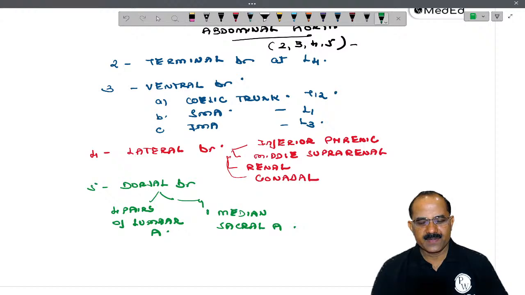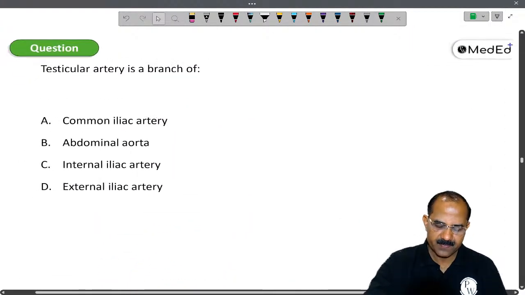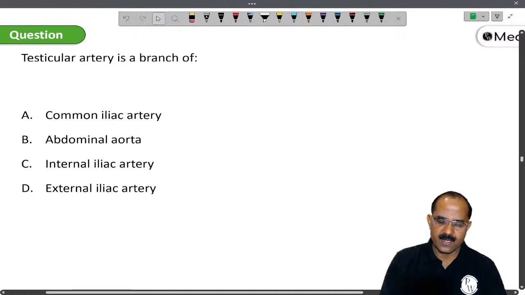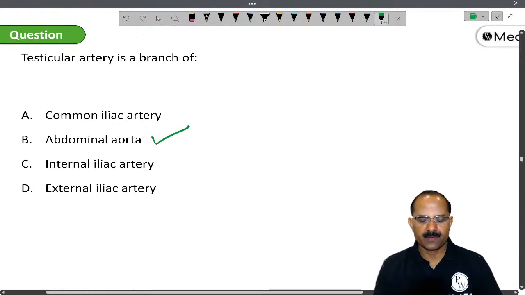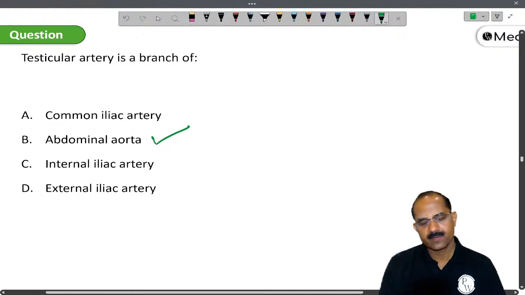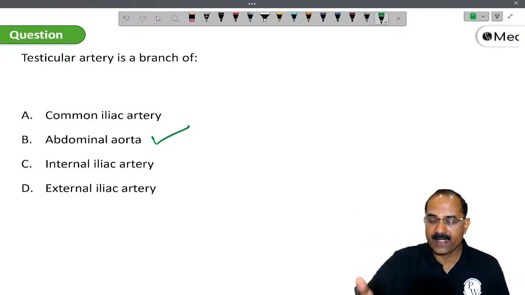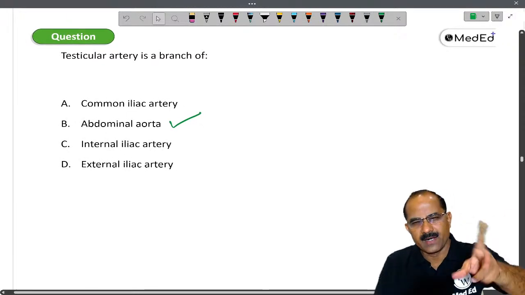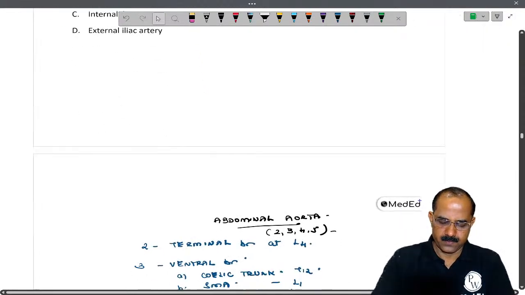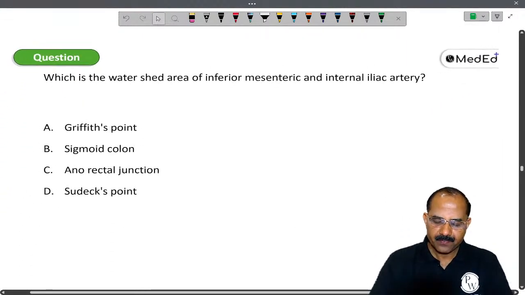Okay, I'll proceed. So what is the answer for this? Testicular artery is a branch of abdominal aorta. ये flow chart याद रखना बच्चा. There are plenty of MCQs which get solved. Testicular artery or ovarian artery, that is gonadal. Okay, very good.